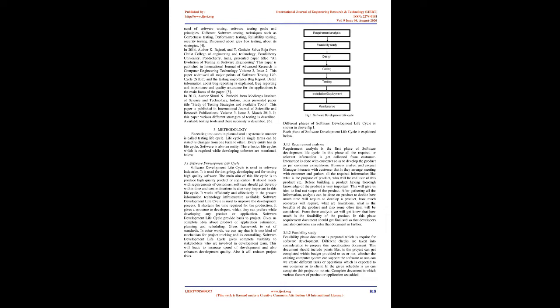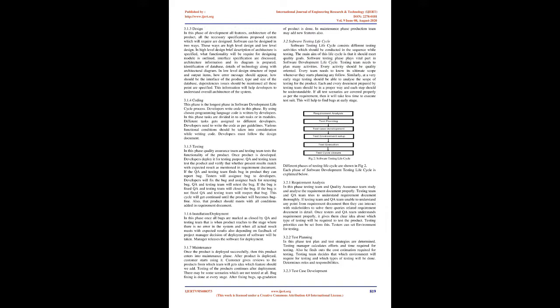After gathering all the information, analysis can be done on the product to decide how much time will be required to develop it, how many resources will be required, what the limitations are, what the benefits of the product are, and also some other items will be considered. From this analysis we will know the feasibility of the product. In this phase the requirement document should be finalized so that developers and also the customer can refer to that document further. 3.1.2 Feasibility Study. A feasibility phase document is prepared which is required for software development. Different checks are taken into consideration to prepare this specification document.